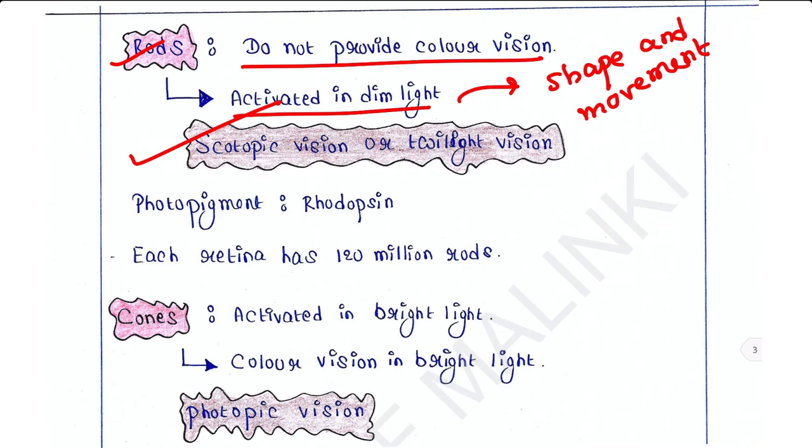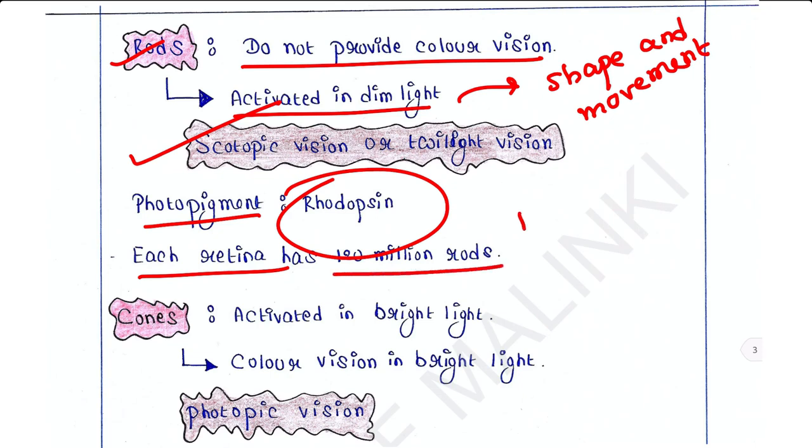Rods contain the photopigment rhodopsin. A person who loses rod vision mainly has difficulty seeing in dim light. Each retina has 120 million rod cells.